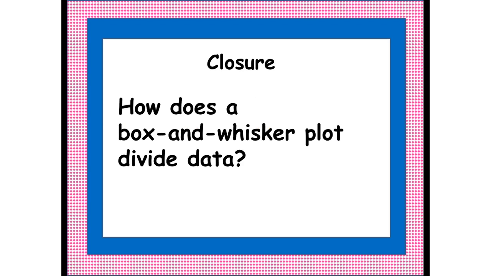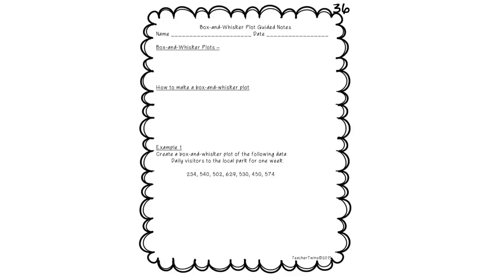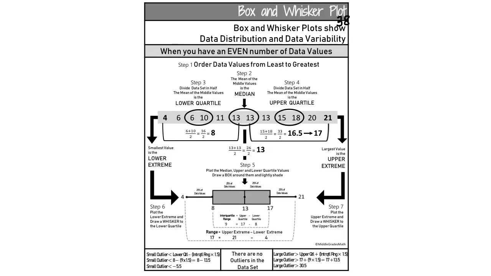Okay, let's review some concepts here real quick. How does a box and whisker plot divide data? It divides the data into 4 groups, fourths. On page 38, you can see some reviews of how to find your upper extreme, your lower extreme, your quartiles and your median, and how you would plot it on a graph.